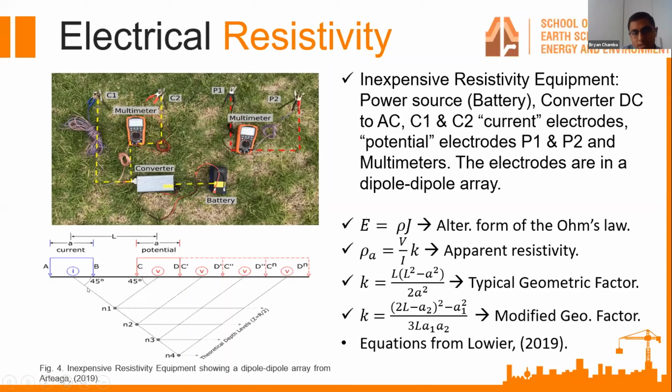Basically, we have the current electrodes in the first part. Then we have the potential electrodes. This current electrode pair has a distance called A, and this potential electrode pair has the same distance. From the middle of the current electrodes to the middle of the potential electrodes, we have a distance called L. When we take a measurement, we should keep the current electrodes stable while we move the potential electrodes, and we capture the first measurement. Then we move the potential electrodes and we take another measurement.